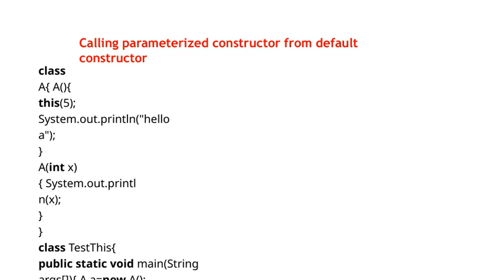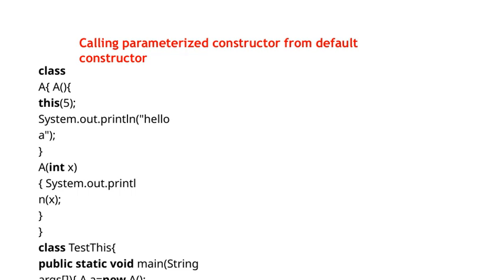We have a class called A which has two constructors. The first one is the default constructor, A(), and inside it, we see a call to this(5). This means that when we create an object using the default constructor, it actually calls the parameterized constructor with the value 5. After that, it prints hello.